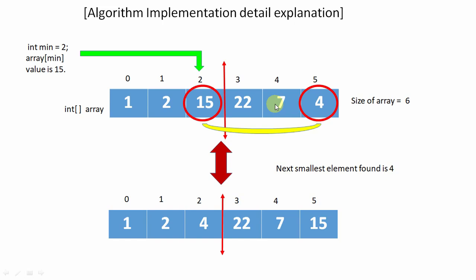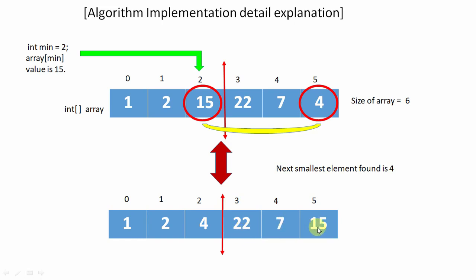Okay, now the min variable will be updated with 7, and further the comparison will occur with the 5th in the next iteration. So 7 will be compared with 4. We found 4 is the smallest element in the unsorted array, and this 4 will be finally swapped with 15. Now 4 will come at the place of 15 and 15 will reach the place of 4. So swapping will occur. Now you will see the resultant array 1, 2, 4 which is sorted, and the remaining unsorted elements are 22, 7 and 15.